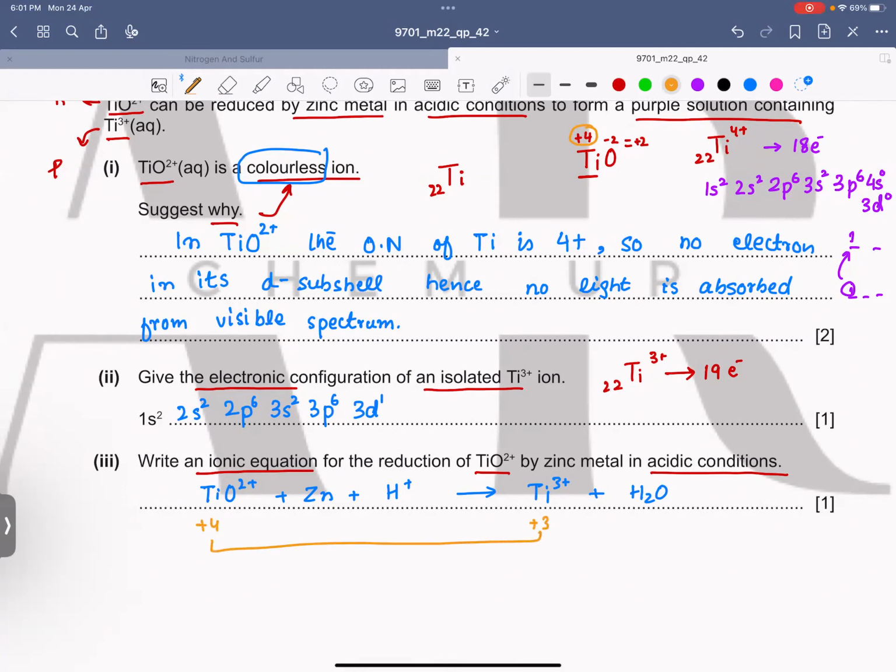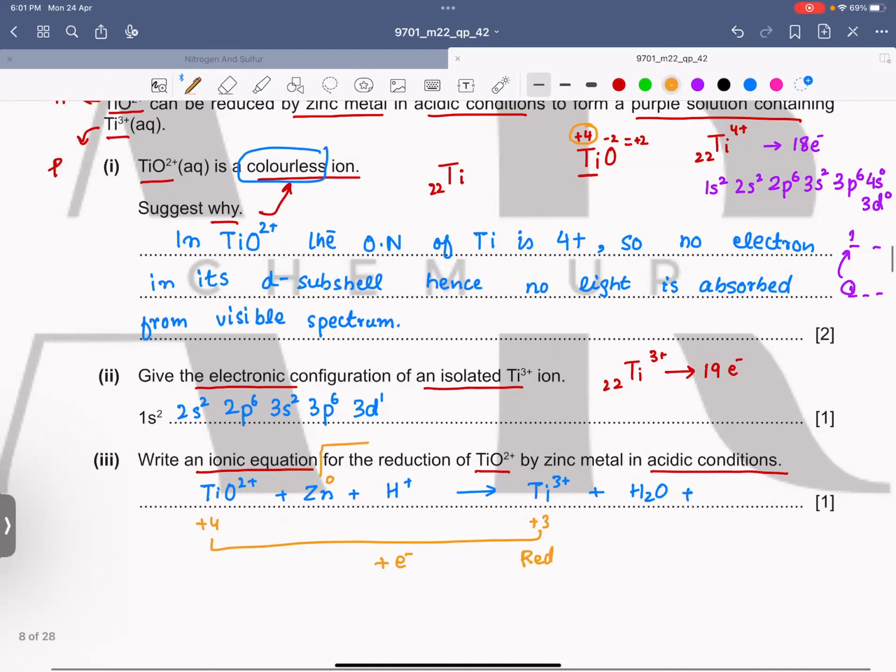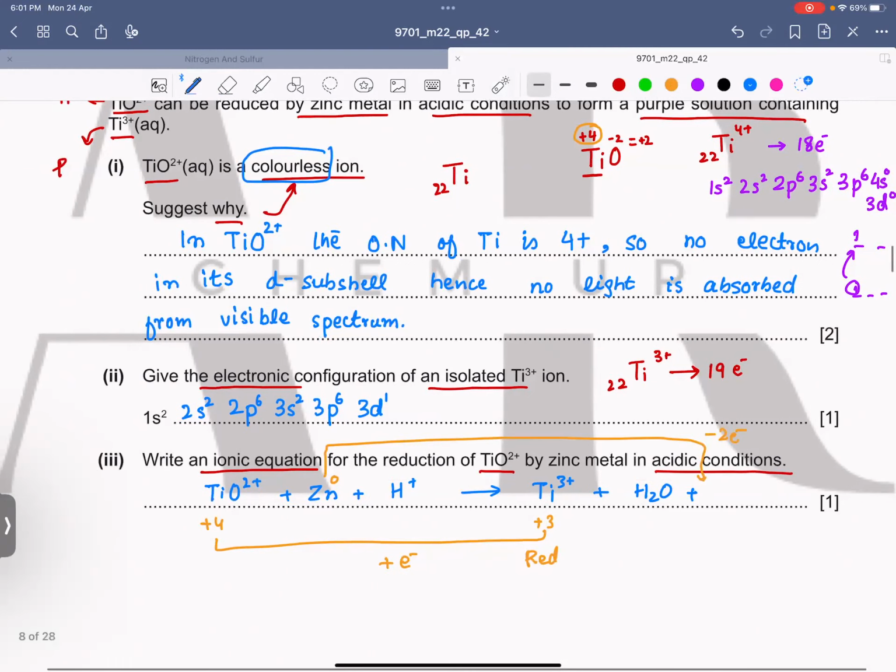So it means it gained one electron. If you look over here, it's zinc, which has an oxidation number of 0. But normally what happens is that if titanium is undergoing reduction, it clearly indicates that whatever the product zinc turns into is by a loss of electrons, and normally zinc just loses two electrons and always forms a zinc 2 positive ion. So this one undergoes reduction.